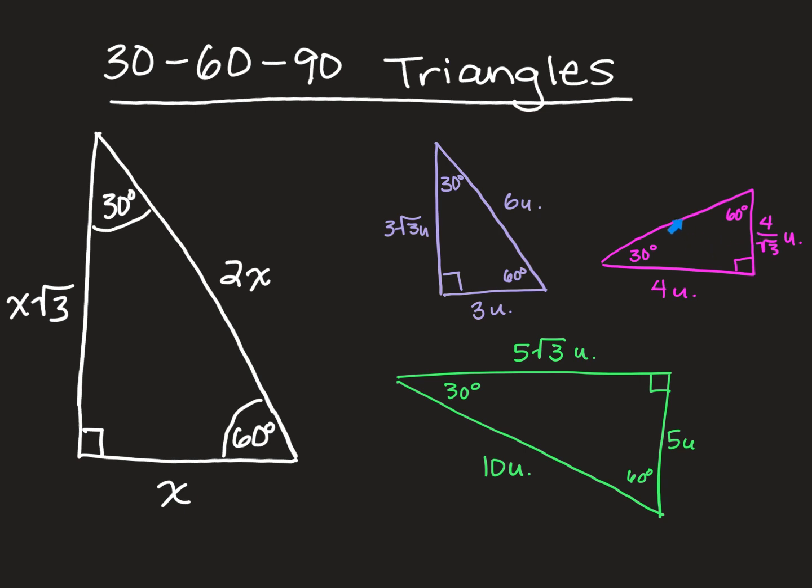We're going to take this and multiply it by 2, and so if you take 4 divided by the square root of 3 and multiply it by 2, you'll end up getting 8 over the square root of 3. So this one would be 8 divided by the square root of 3 units here.